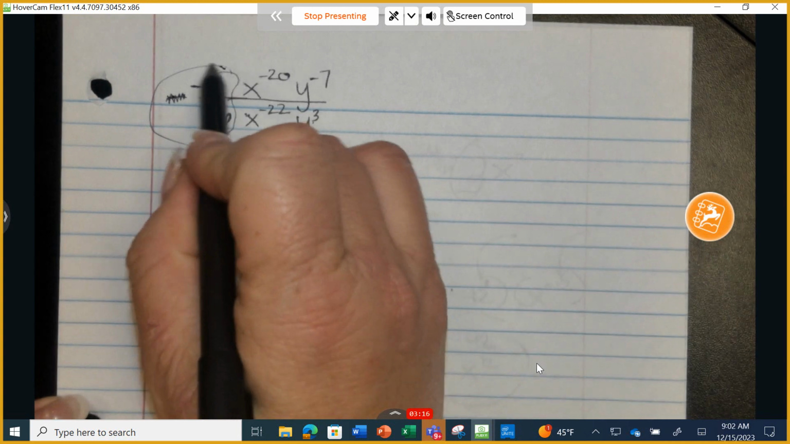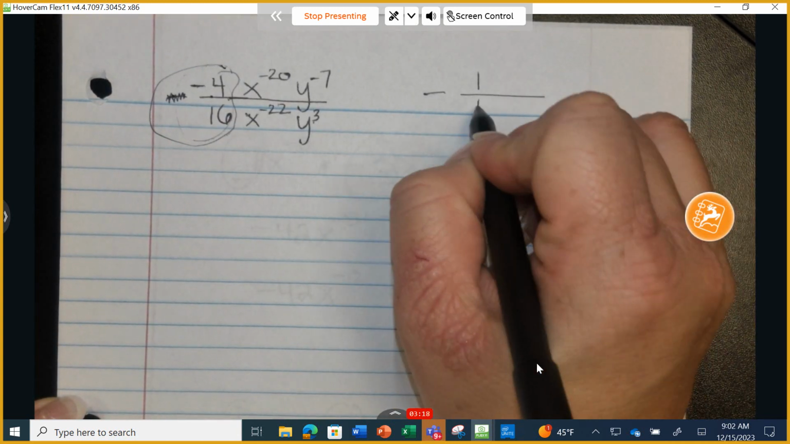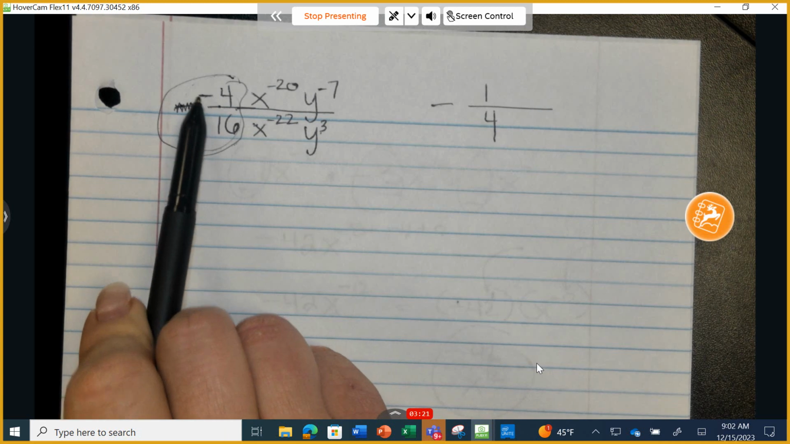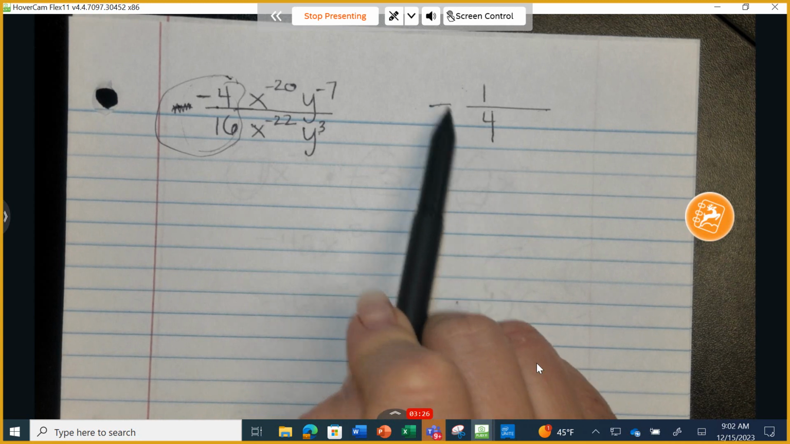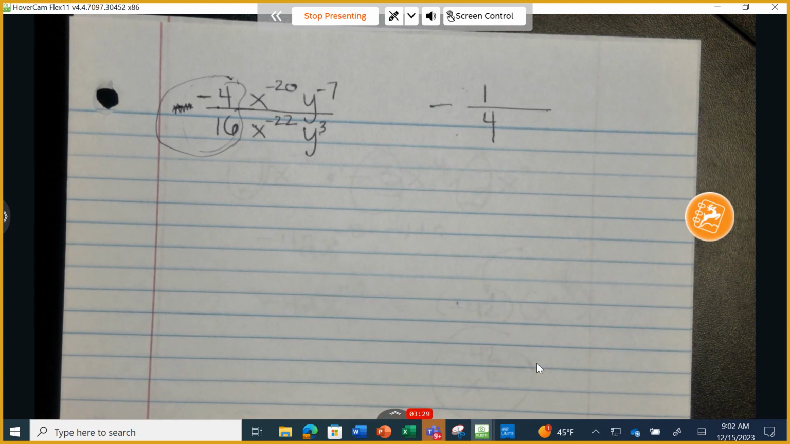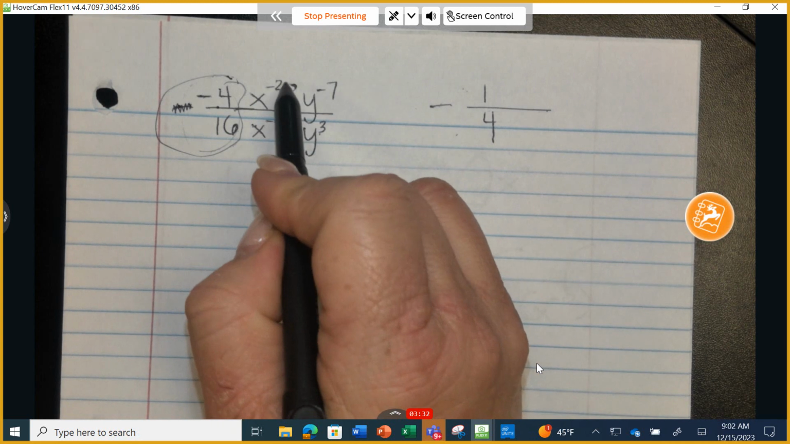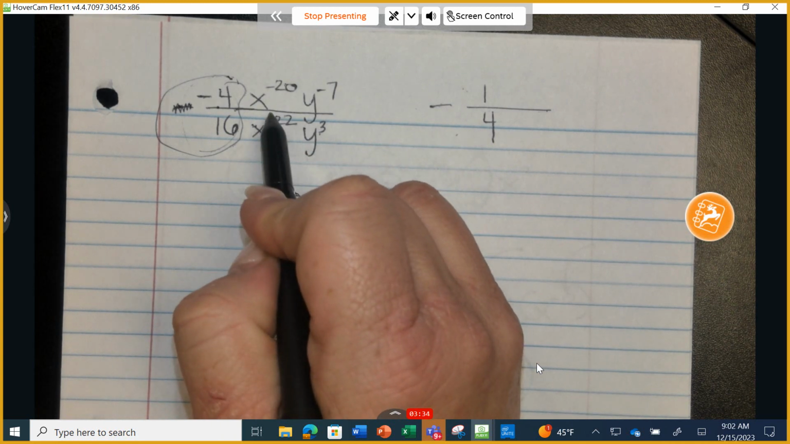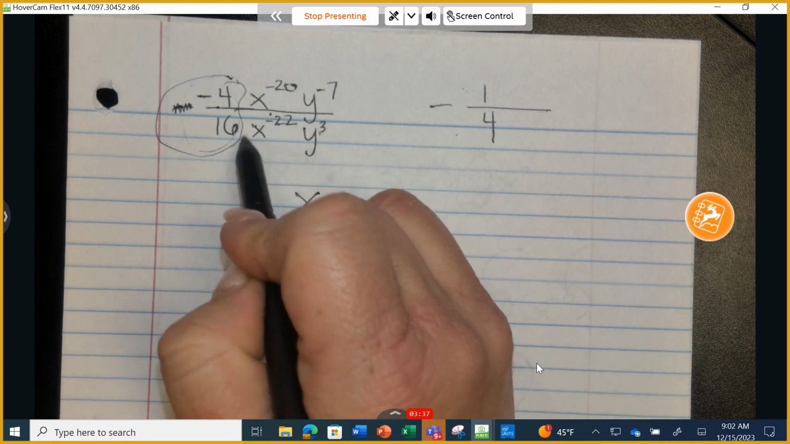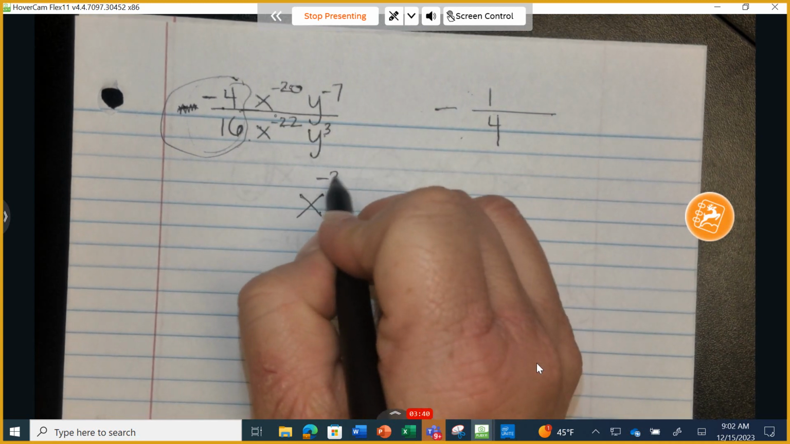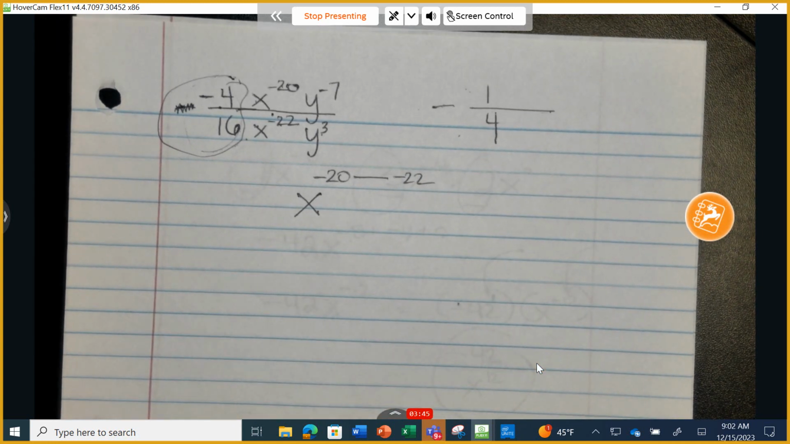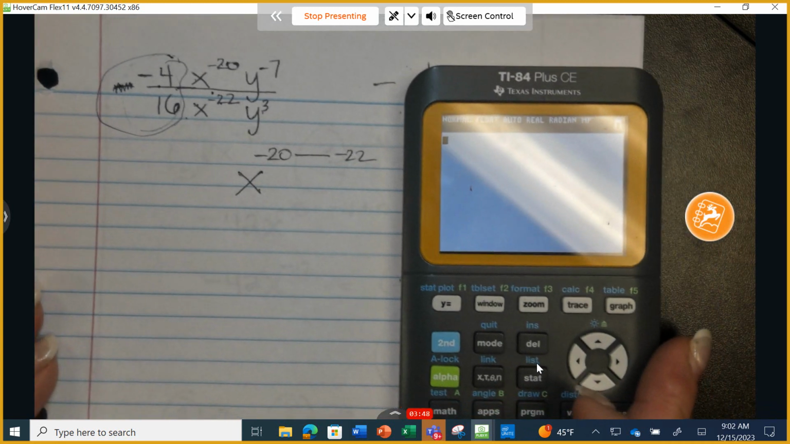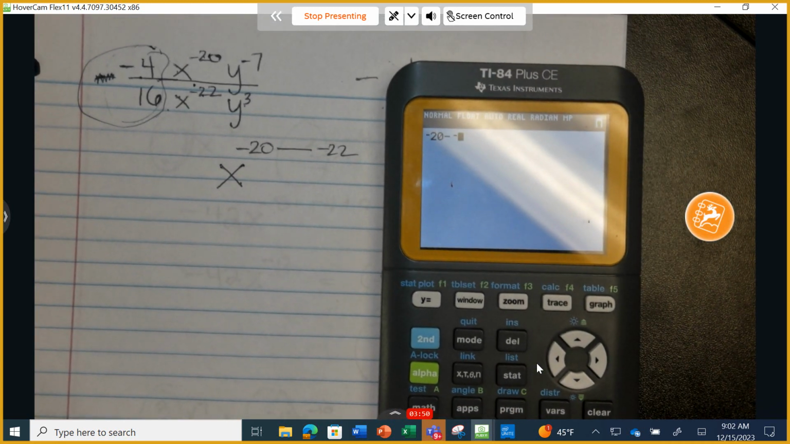So the first thing I do is I reduce the coefficients. It does not matter if the negative sign is out front at the same level of the division sign or if it's up above, as long as there's only one division sign. Let's go on to the x's. When we divide, we are going to subtract the exponents of the same base. I always do the top exponent, subtract the bottom exponent. If you're more comfortable plugging into your calculator, you can do so. So negative 20 subtract a negative 22 gives us a positive 2.